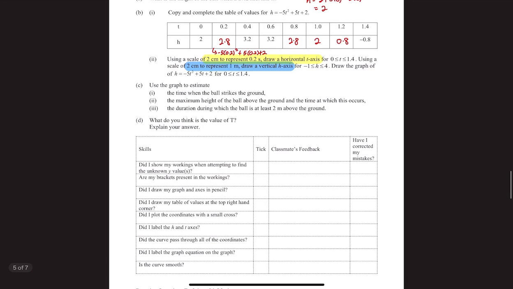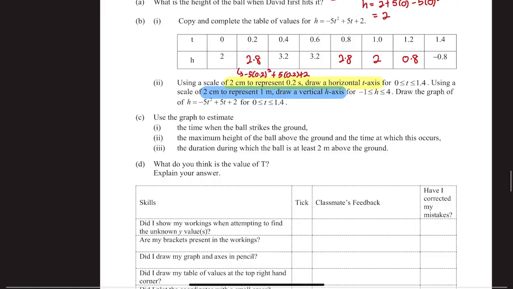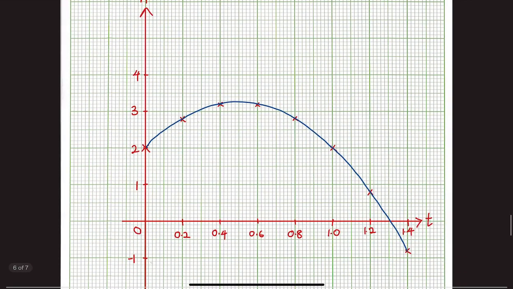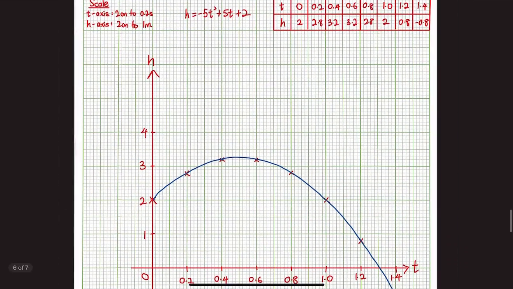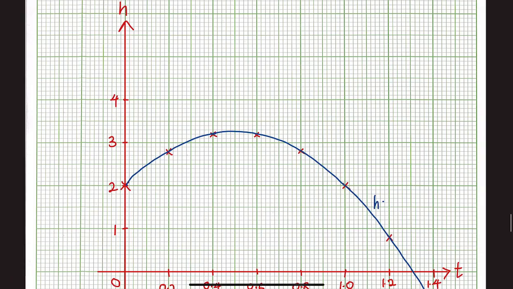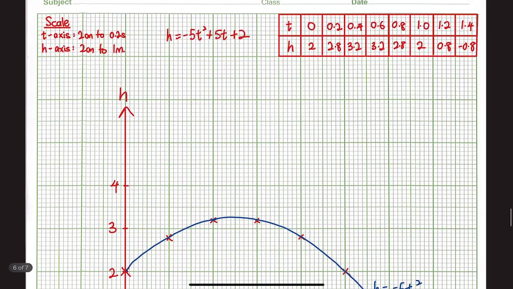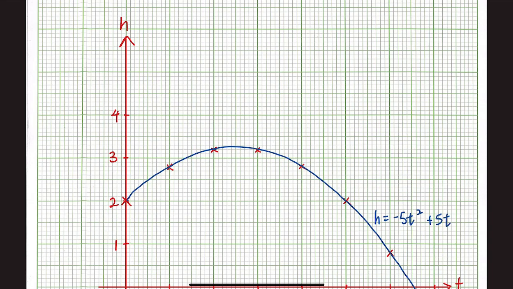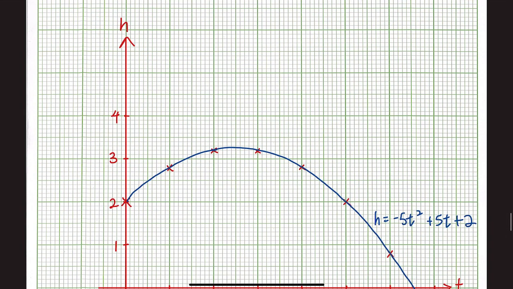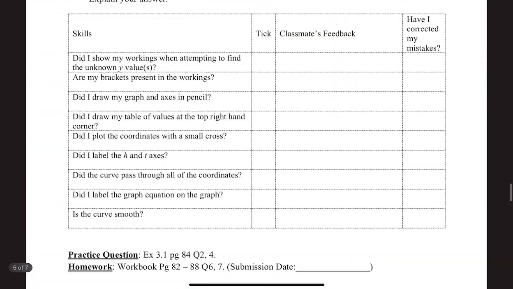Okay, so now we can answer the questions. Use your graph to estimate. Wait, before that, I almost forgot. Remember, once you draw a graph, you must always label it. We label this graph as h equals negative 5t squared plus 5t plus 2. Okay, so now let's answer the questions.